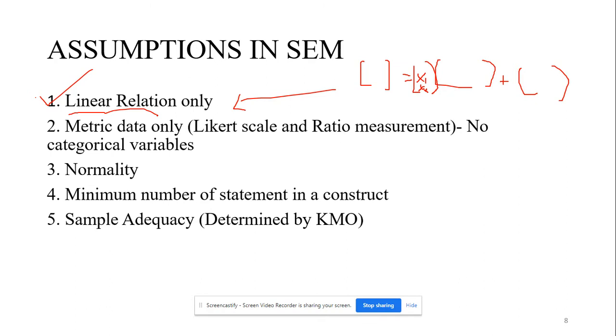For non-linear relationships, we better stick to other methodologies like neural networks, but here we use linear relationships only. We use metric data, which could be ratio or Likert scale. We are not looking at categorical variables. Then we assume that these variables are normally distributed. Then we are looking at a particular construct, or a particular dependent variable, a latent variable.